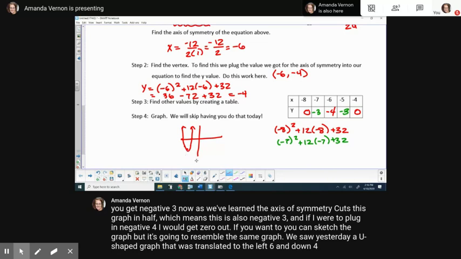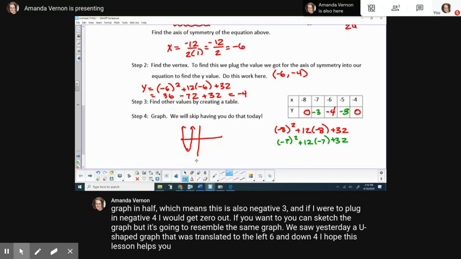I hope this lesson helps you see how to find the vertex when given the general form and how to graph it.